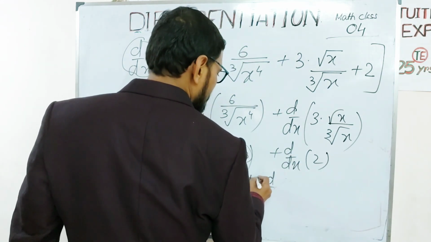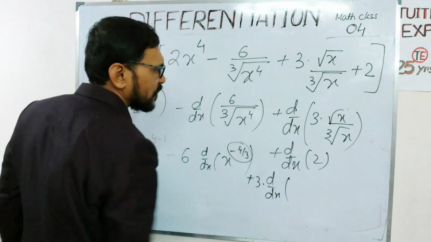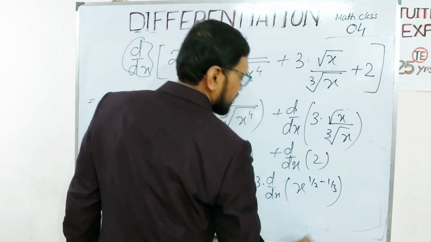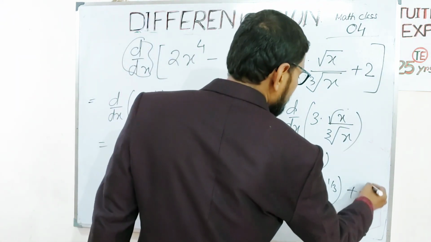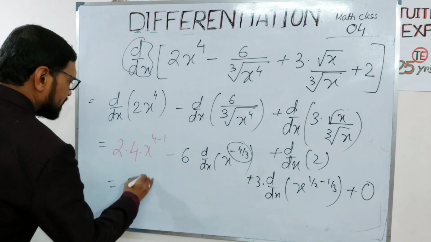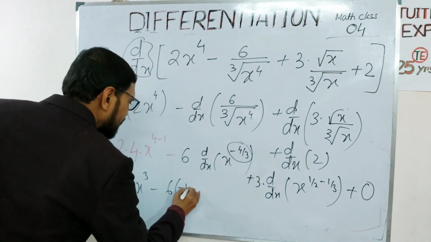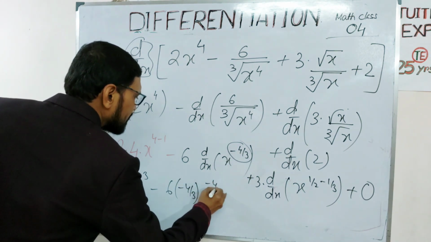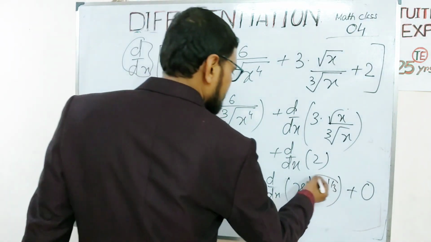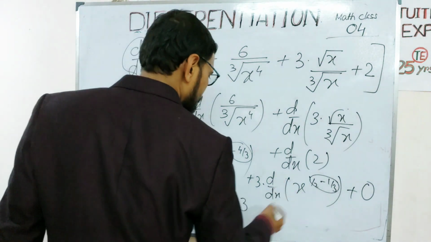differentiate with respect to x. d by dx of this result becomes x to the power half and x to the power 1/3. So this becomes half minus 1/3, and this is a constant term, so its derivative is 0. So this becomes 8 x cube minus 6. Now this is the x to the power n form, so n into x to the power n minus 1, and 3 into, what is the result? This result is half minus 1 by 3, that is 1 by 6.